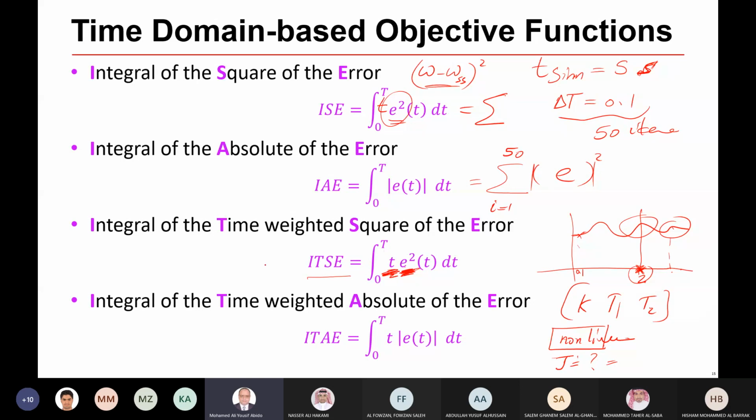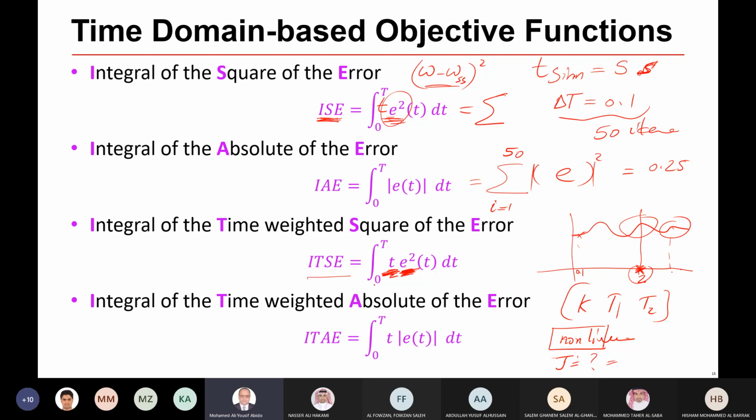But be careful when you combine them. For example, if you calculate this ISE, the deviation squared and so on, you can find the order of this ISE for the simulation time and all these iterations. You will end up here with, for example, a value equal to 0.25.